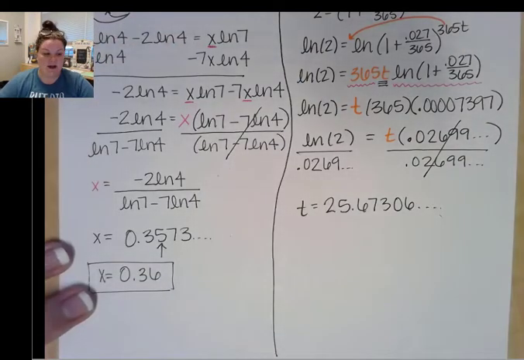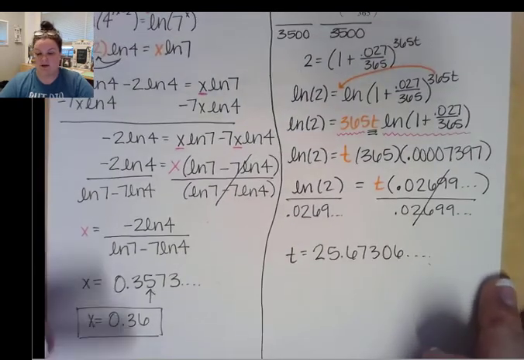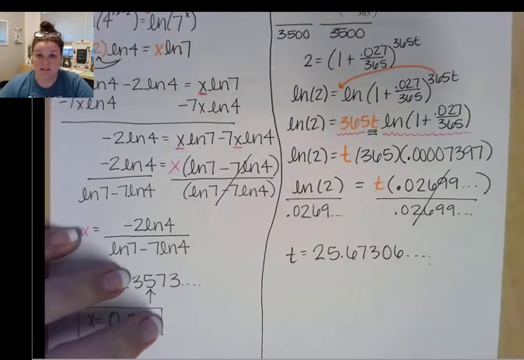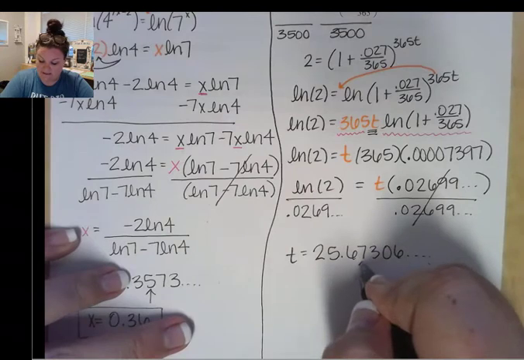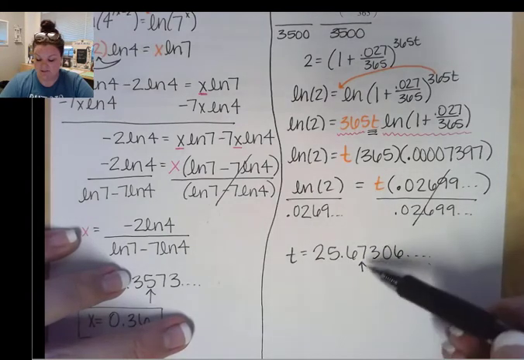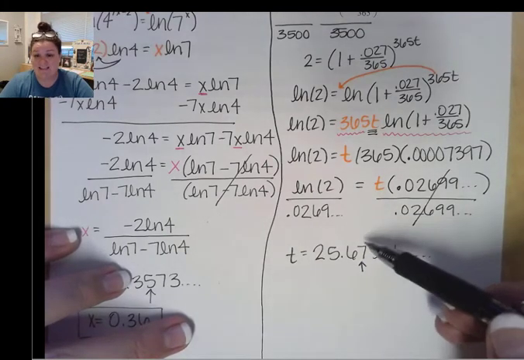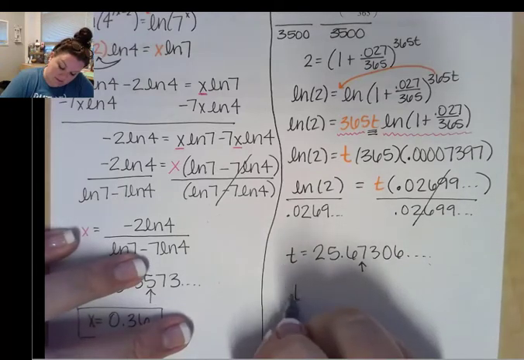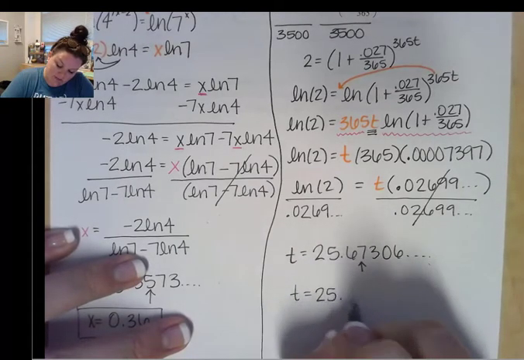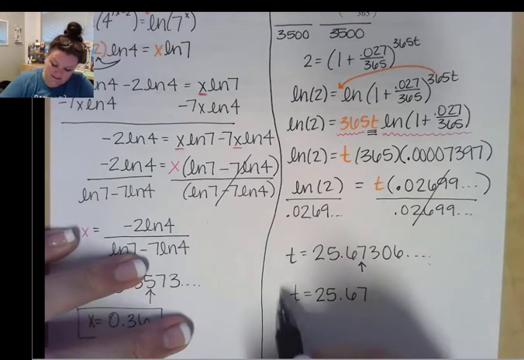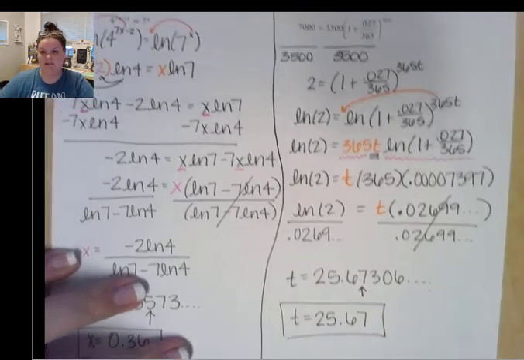So again, I'm going to round to the hundredths place, which is 2 decimal places. So that's my 7. Because there's a 3 behind the 7, that is not going to round up. So this becomes t is approximately 25.67 when we solve this second piece.